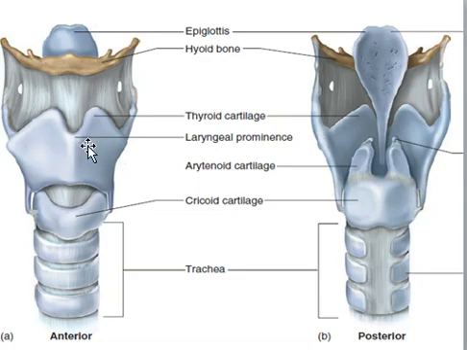Here we have the bigger cartilage. We call it the thyroid, and its common name is the Adam's apple, and it is bigger in males than in females. The other cartilage is the cricoid cartilage, which is ring-like and connects the larynx with the trachea. And here we have the arytenoid, which is attached to the upper end and looks like a horn. You see, it's like a horn.